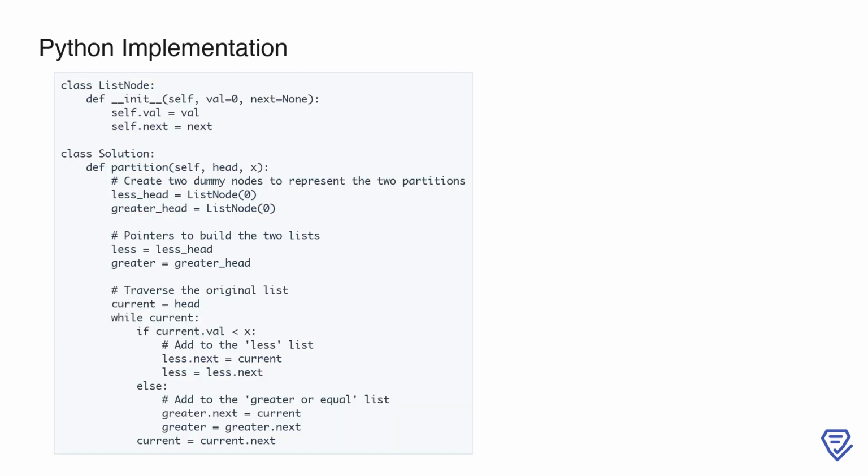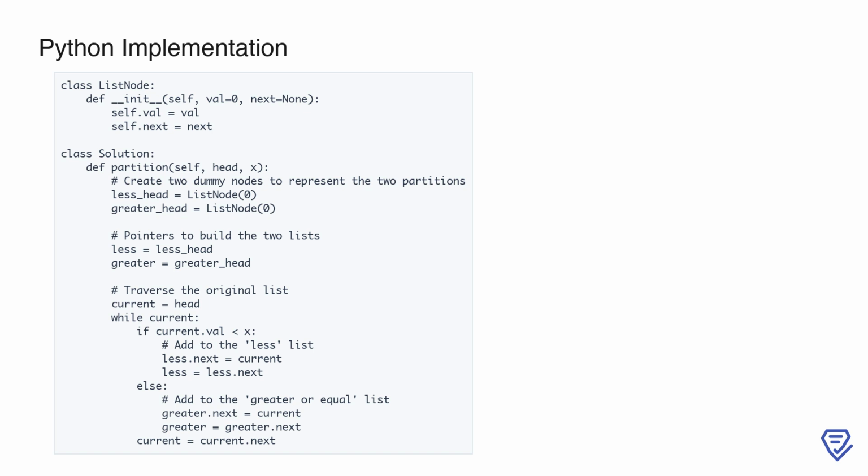Here, we start by defining a list node class, which represents each node in our linked list. The val attribute stores the node's value, and next points to the next node in the list. Next, we define the partition method within a solution class. This function takes two inputs, head, which is the head of the linked list, and x, the partition value.